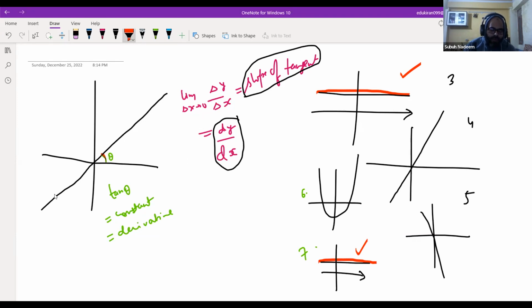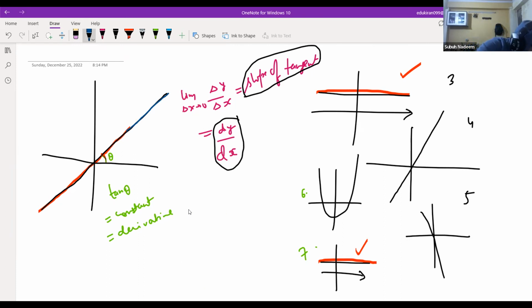So for this graph, the derivative should be constant, because this theta angle is a constant angle. Wherever you take a straight line, the theta angle is the same. If it is a curve like this, the tangent is here like this, and here like this, some angle here, another angle here. So the angle changes, the slope changes. But here, since it is a straight line, the slope does not change. It is fixed. So tan theta is constant, that is, the derivative is constant. Now, whether we take the third one or the seventh one.